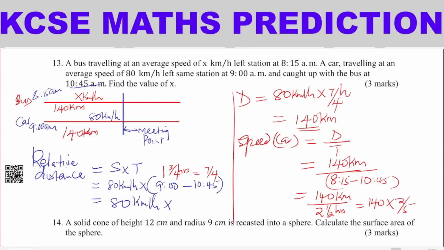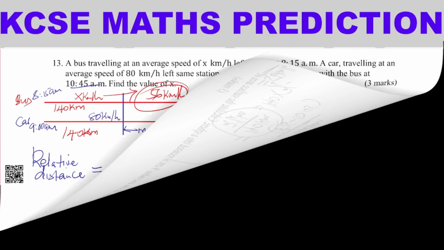So this will give 140 times 2/5. And when you work this out, this will give 56 kilometers per hour. When you work out 140 kilometers divided by 2.5 hours, that will give 56 kilometers per hour, and that is the value of x. And the speed, that is the speed of the bus, is 56 kilometers per hour.